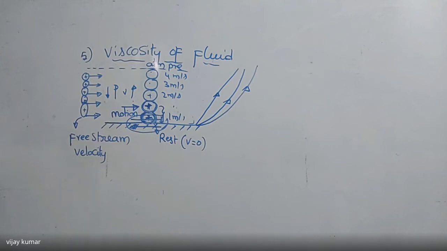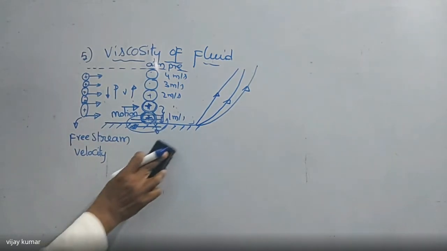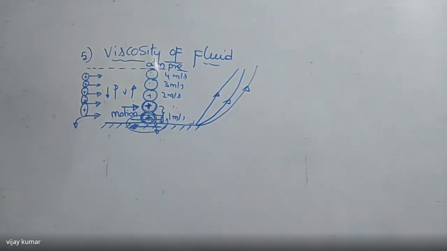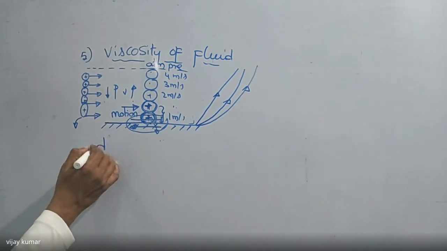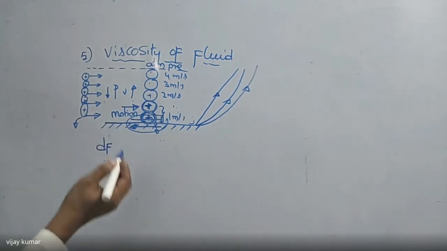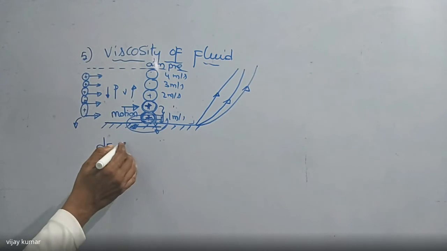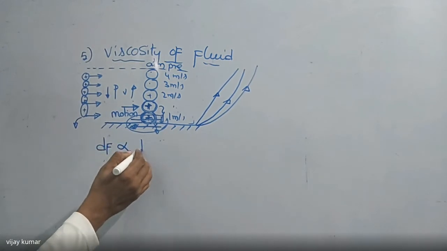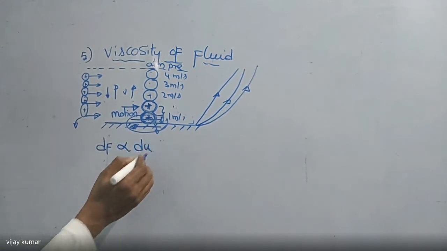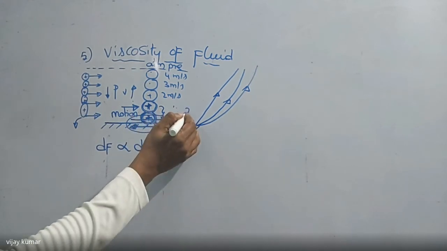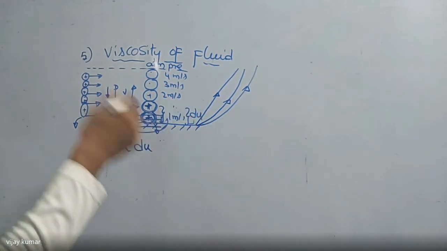Now, how do we get the profile here? How to draw the profile? I'm going to explain it very clearly. I'm writing here: when the force between the two particles increases, shear force is directly proportional to change in velocity. Change in velocity is nothing but du. That means the variation between any two particles is nothing but du.